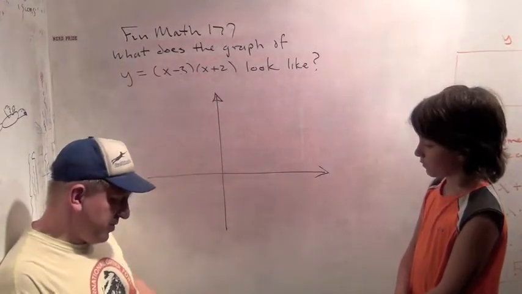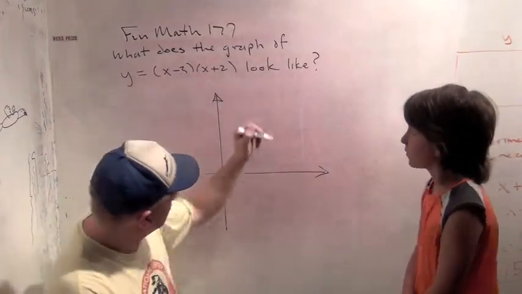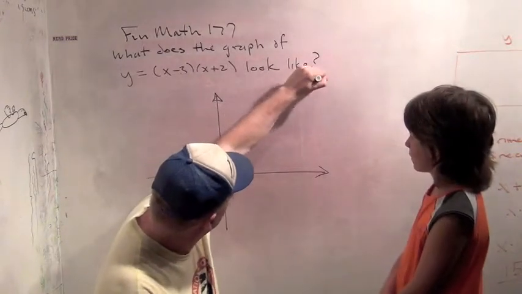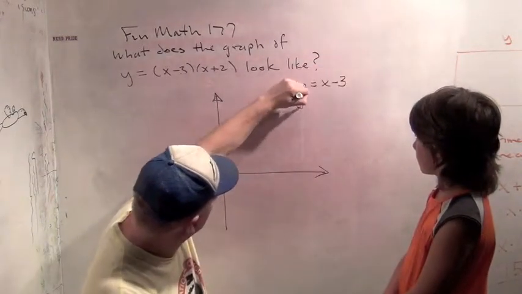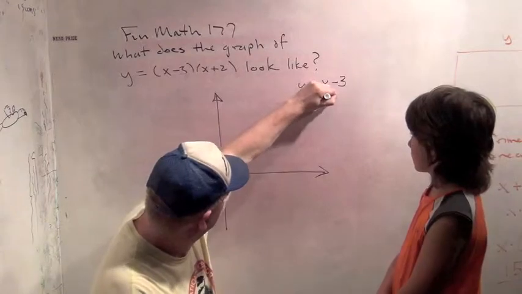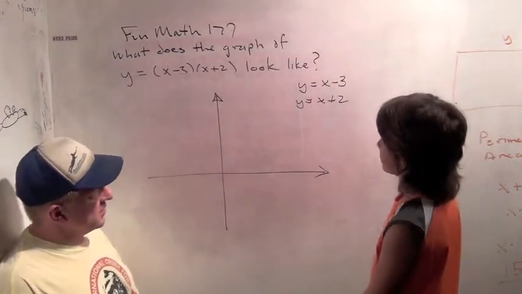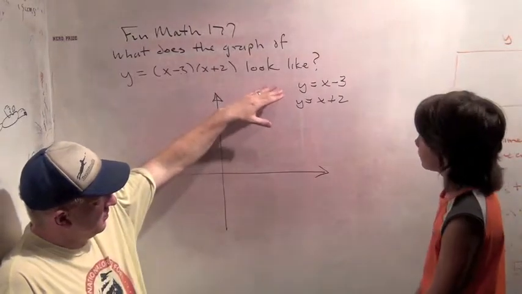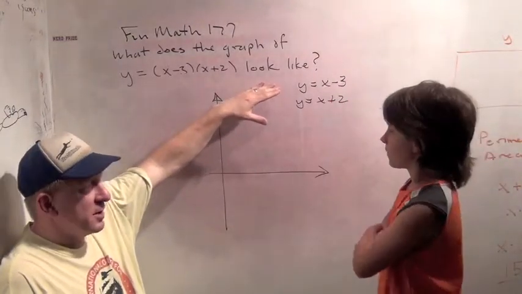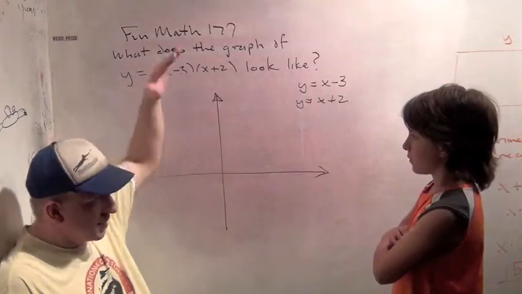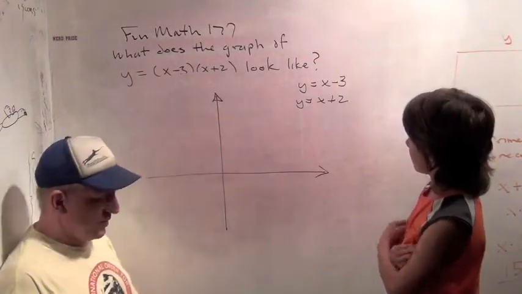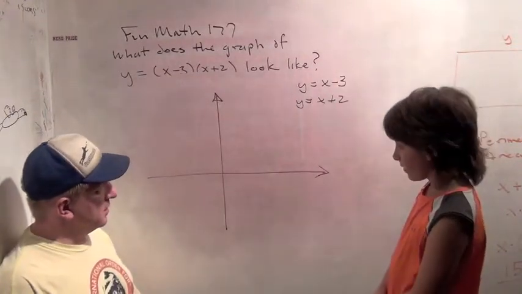And the way I want to show it to you is I'm going to break it down into two pieces. We're going to look first at y equals x minus 3, and then y equals x plus 2. And then we're going to talk about what it looks like when we multiply these two things together. So y equals x minus 3. First of all, we spent a lot of time talking about that in the last couple of chapters. What is y equals x minus 3? What sort of shape is that? That's a line.